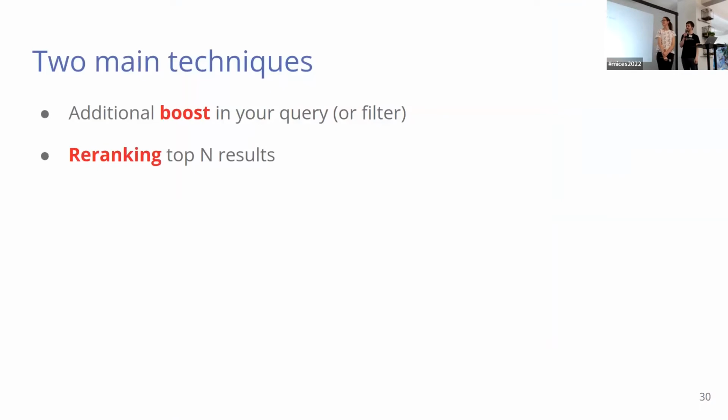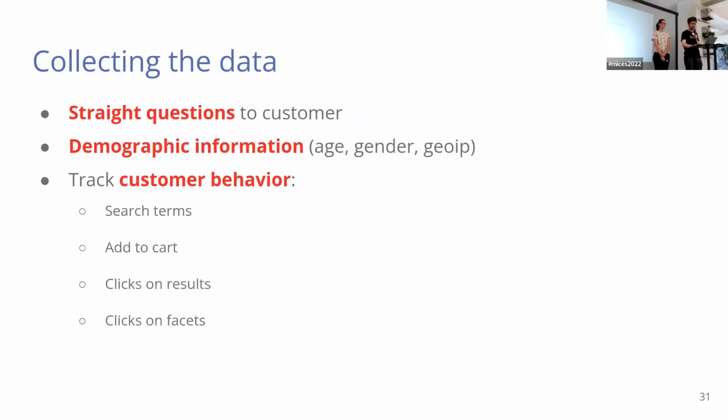When you personalize, you have two main techniques. If you're using Elasticsearch or Solr or Lucene, you will change the formula of your query and put some additional boost in your query or some filtering. Or you have re-ranking of the top N results with machine learning. In both cases, you need to collect the data, which is one of the hard parts of personalization or even machine learning. So you have many ways of doing this.